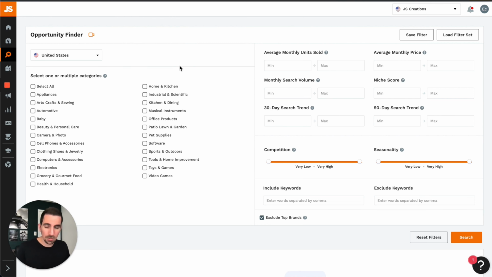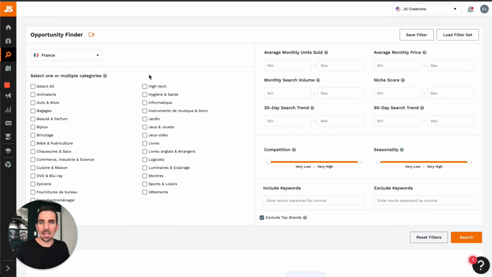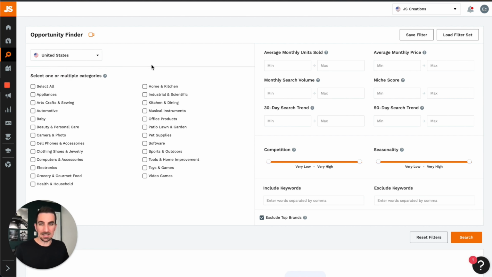So we're looking here at the main page for Opportunity Finder, and on the left hand side are those categories from Amazon. You can see here that if you pick another country, it actually pulls directly from the Amazon website, and so these are now in French, and they're not even necessarily a one-to-one match with the American marketplace because different Amazon websites actually have different categories.